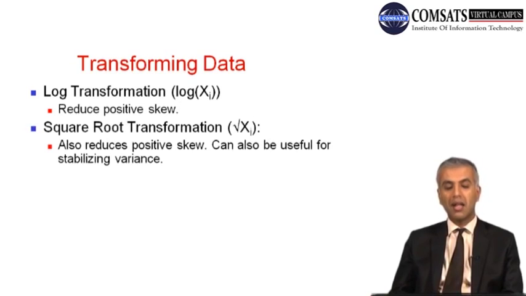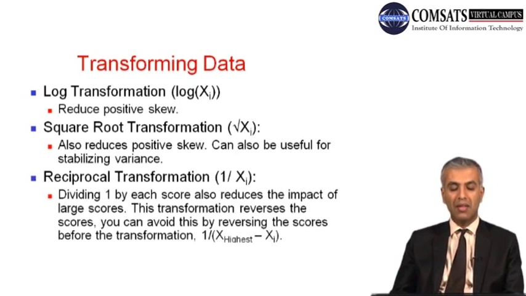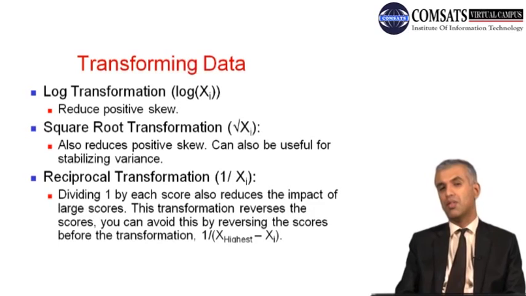Then there is another important factor, taking the square root transformation. It also reduces the positive skewness and can also be useful for stabilizing the variance as well. Then the other way is taking the reciprocal transformation. You can do that by taking the reciprocal. However, all of these transformation options can be used by clicking on transform variable and clicking on compute.